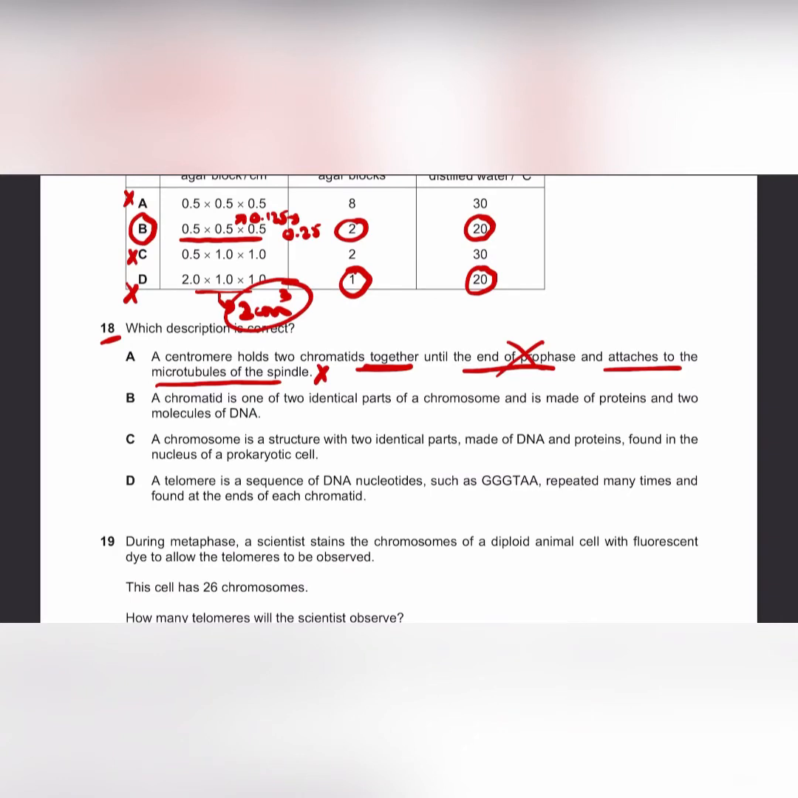A chromatid is one of the 2 identical parts of a chromosome. This is true. We have 2 identical chromatids in a chromosome. And is made up of proteins and 2 molecules of DNA. This is wrong. A chromatid is made up of proteins, but not 2 molecules of DNA. It is made up of 1 molecule of DNA. So option B is wrong as well.